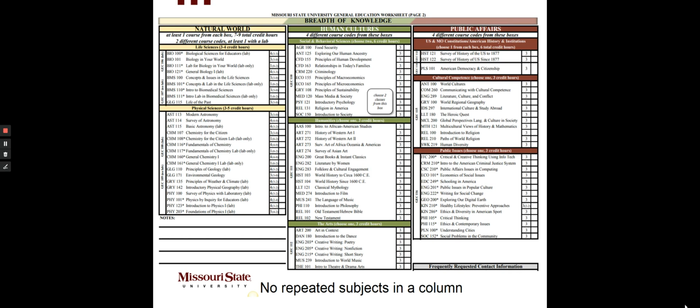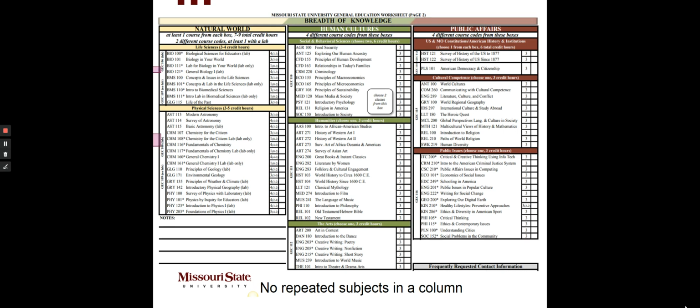So there's rules inside of rules, I like to say, for general education. So I want to break down these 3 columns on the breadth of knowledge on page 2. The first is the natural world. In that column, you are not allowed to repeat any subjects. The same is true for human cultures. In that column, do not repeat any subjects. And the same for public affairs. So no repeats in a subject.